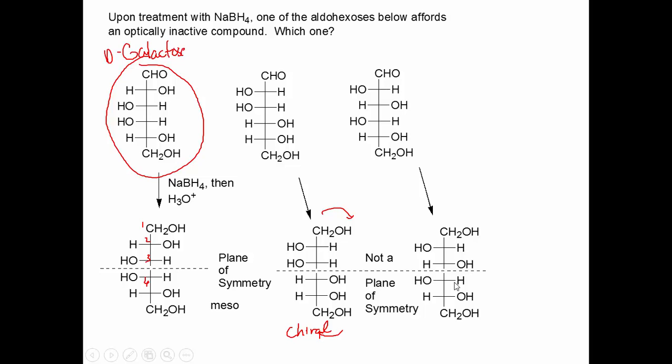Okay, so this one is also a chiral compound. Again, it has a rotational axis of symmetry but not a plane of symmetry. So that is a chiral molecule, not superimposable on its mirror image. All right, so only the one on the left gives us an achiral meso compound upon sodium borohydride reduction.